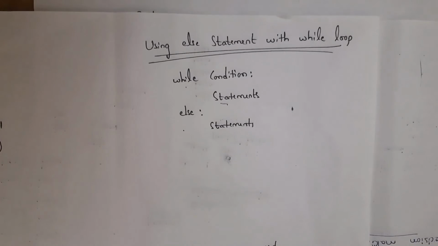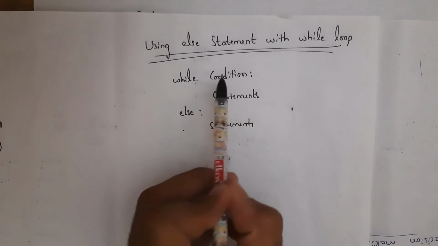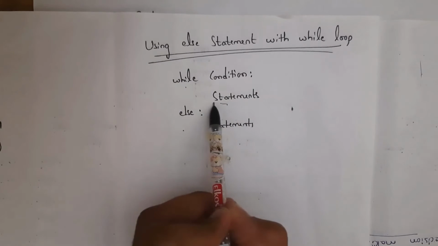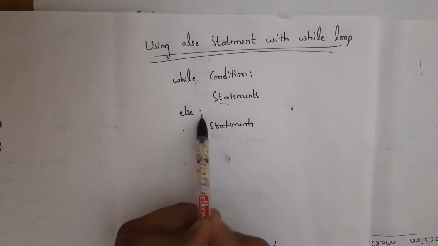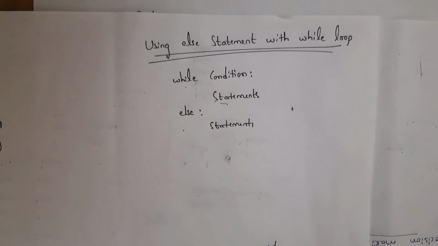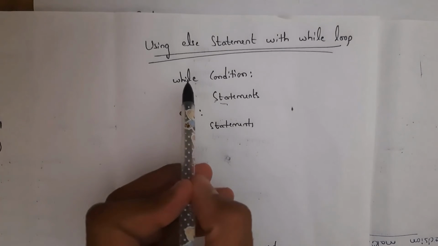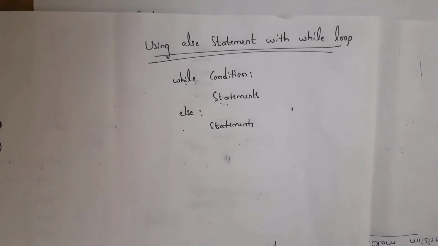You can also use else statement inside while loop. This is syntax. At first you need to write while and give condition colon and write statements inside this. Next write else colon and write else statement. The syntax is same like if else statement. Just in place of if write while. That's it. I will give one example.